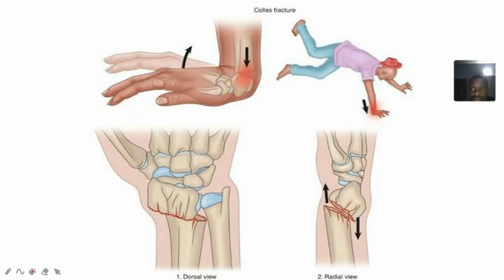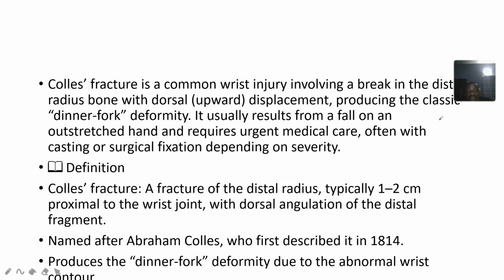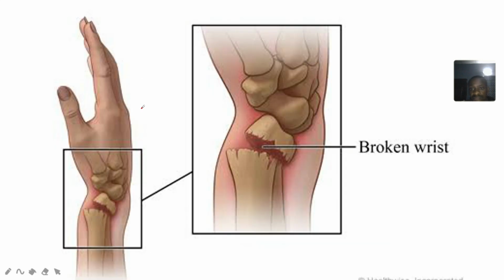support that fall. So to say, they call it the FOOSH, a fall on outstretched hand. That's the abbreviation. So what we've got here is actually a common wrist injury, and most of the times it comes in when you are trying to fall and you support yourself. So there's a break in the distal radius bone, producing a dinner fork deformity.